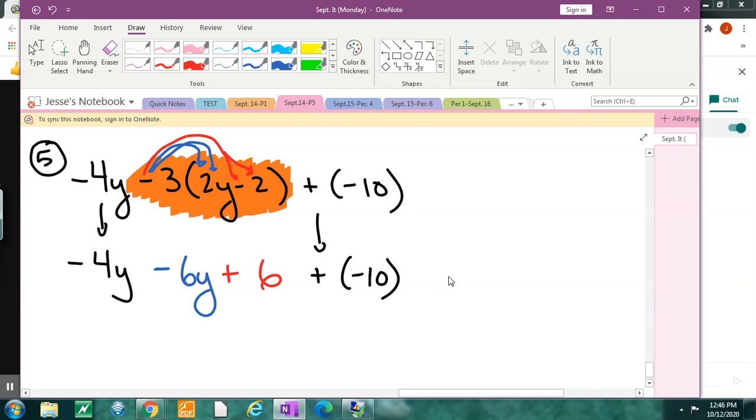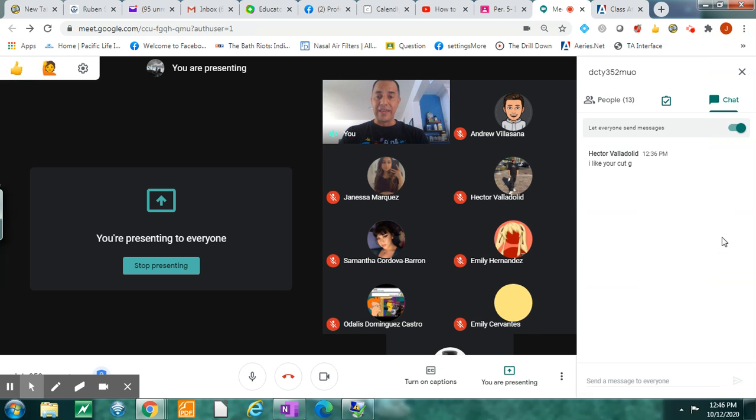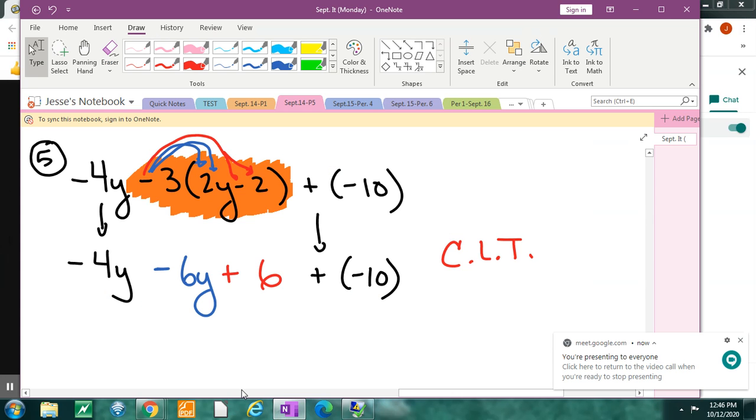So now what do I combine? Now you're going to do what's called combine like terms. What are we doing? Combine like terms. So let's see. Emily Cervantes, what do I combine? What am I going to combine first? Negative 4y and negative 6y.